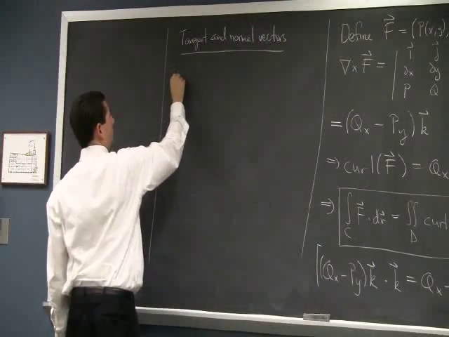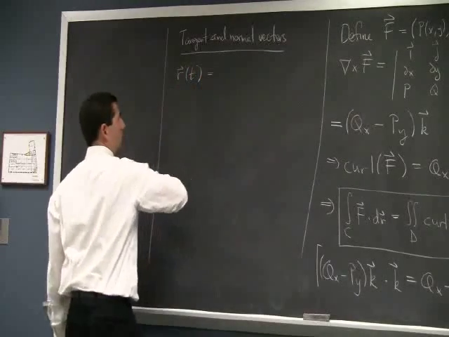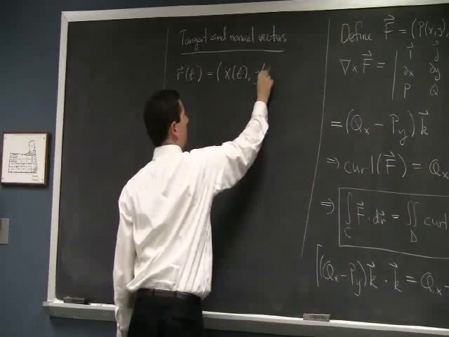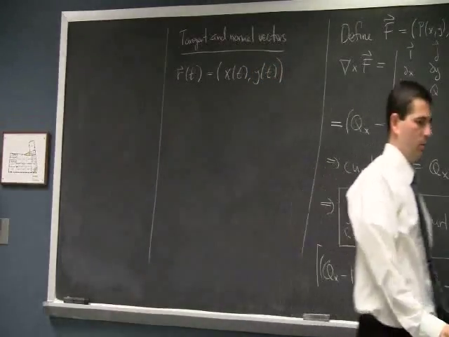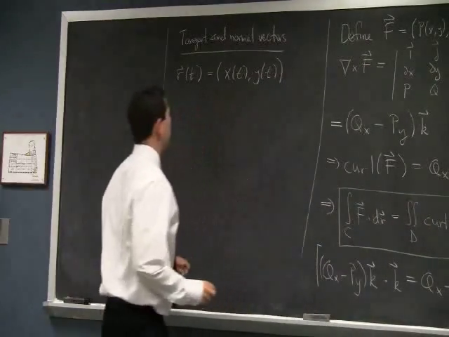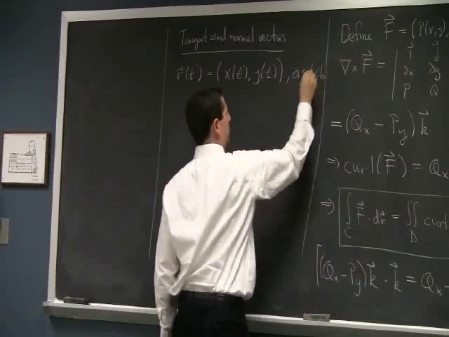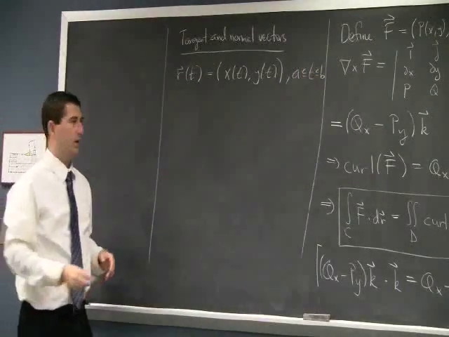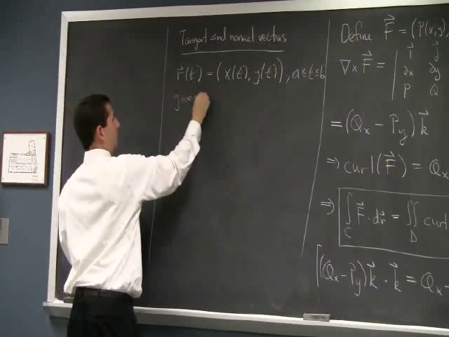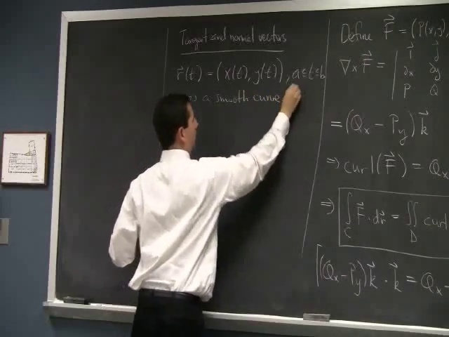Okay, so let's start with some vector function, r of t. And we'll give its components as x and y. I think I just want 2 for now. Okay, and so we'll say t here is going between a and b. So this gives you a curve, c. So let's say this gives a smooth curve c.